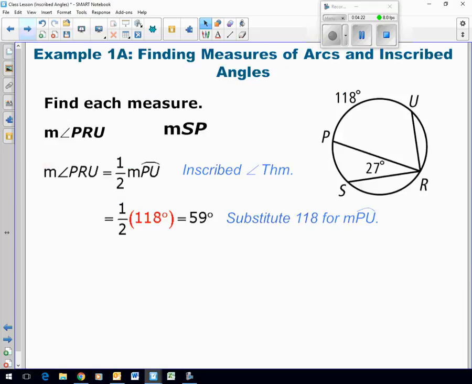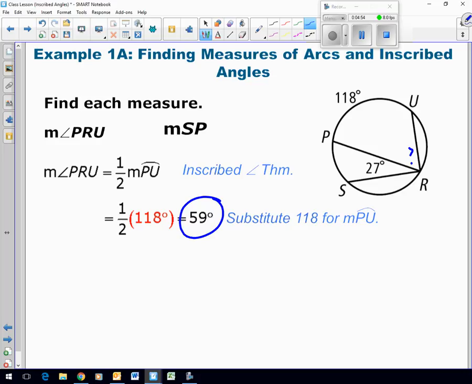Alright, let's look at this real quick. Find each measure. First off, you got to be able to go 2 ways with this, guys. This is asking for the measure of angle PRU, so I'm asking for this particular angle measurement. Remember, if you're going from arc down to angle, you're going to divide by 2. That's how we get 59 here.